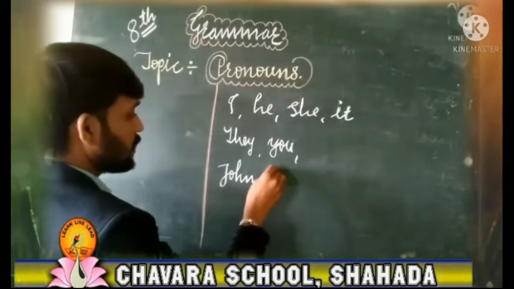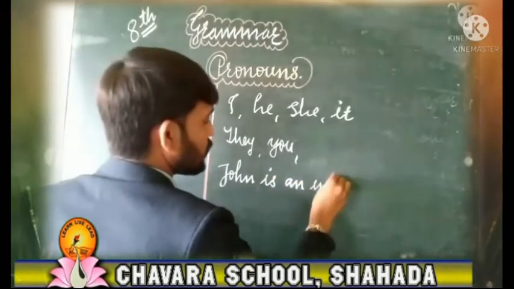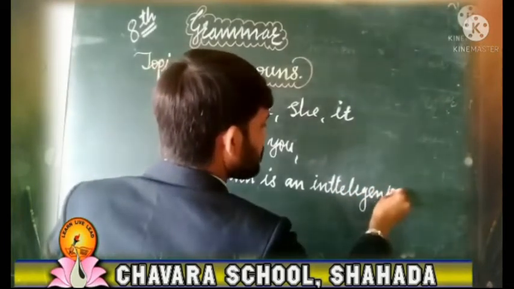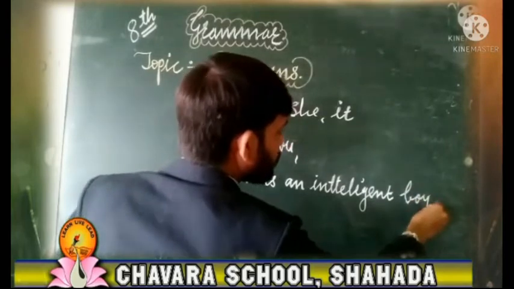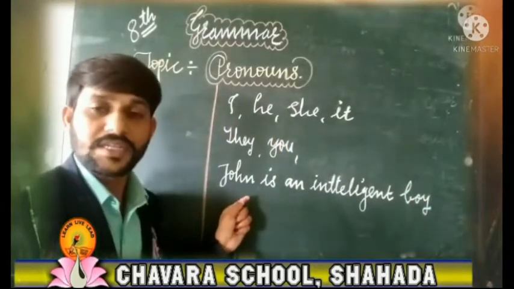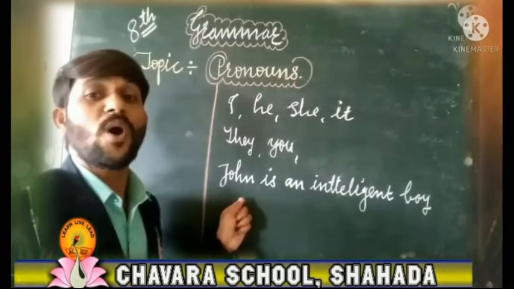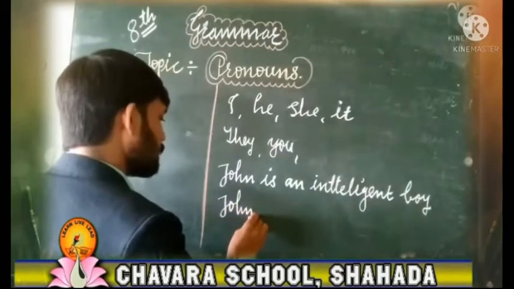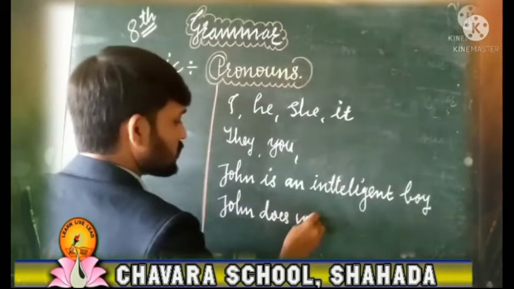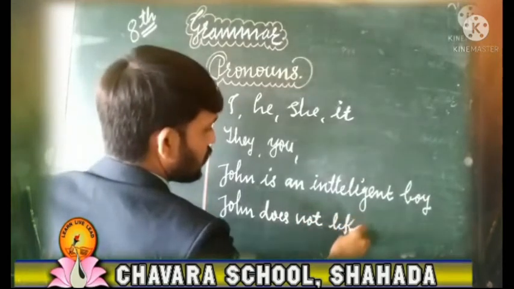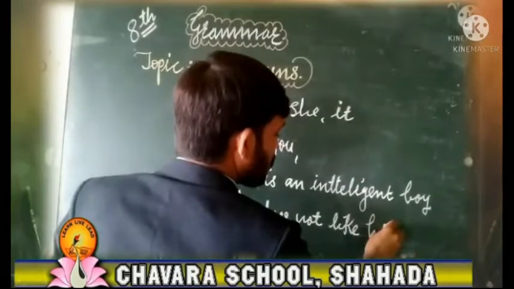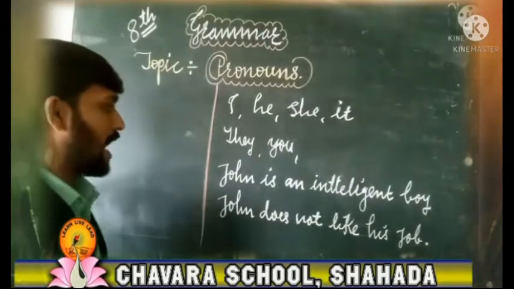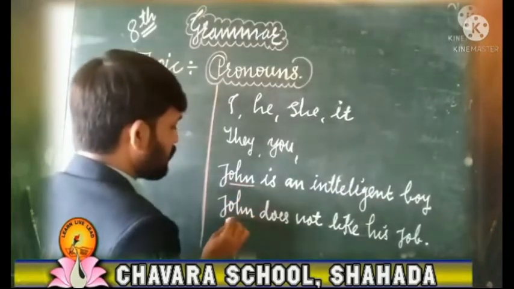John is an intelligent boy. John does not like his job. Now in this sentence we can see that John, this noun, is repeated.